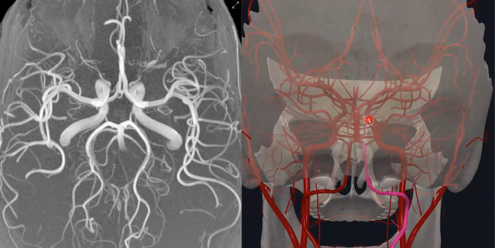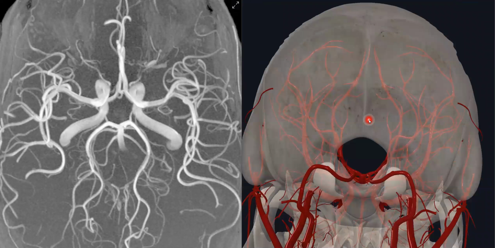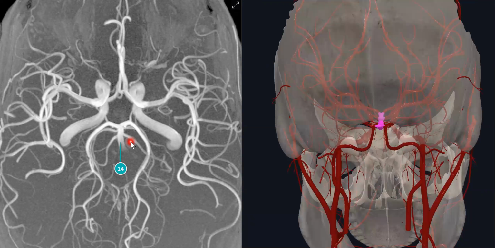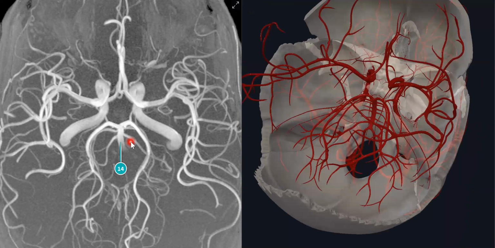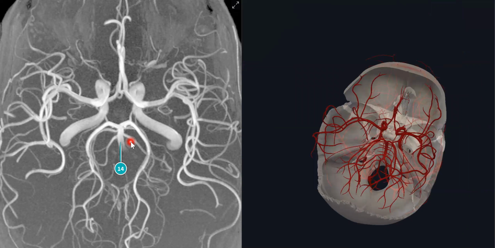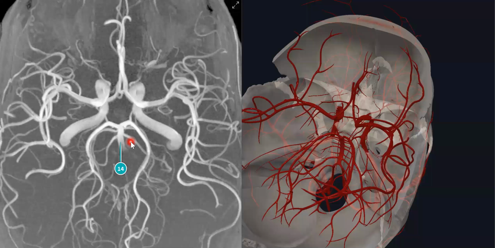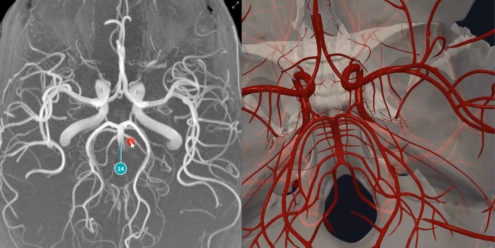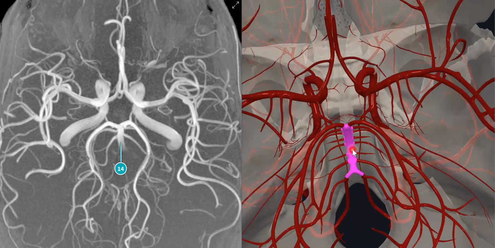The right and left vertebral arteries will enter the foramen magnum. This is the right vertebral artery, and this one is the left vertebral artery. These will unite to form what's called the basilar artery. The basilar artery is number 14 here on the MRA picture, and on our model, it is this one here. Okay, so this is the basilar artery.